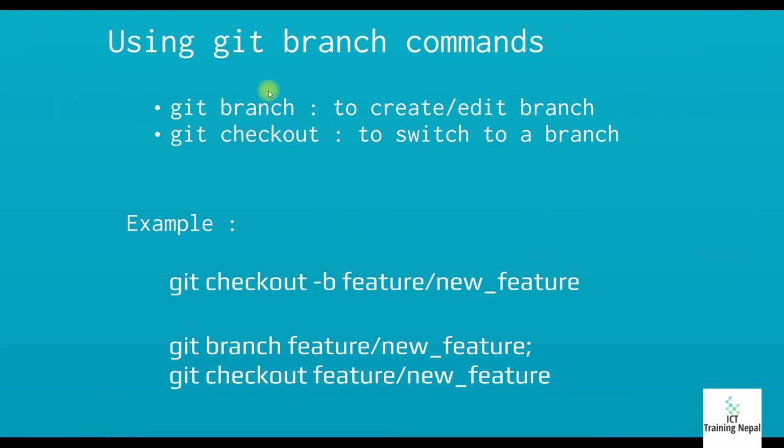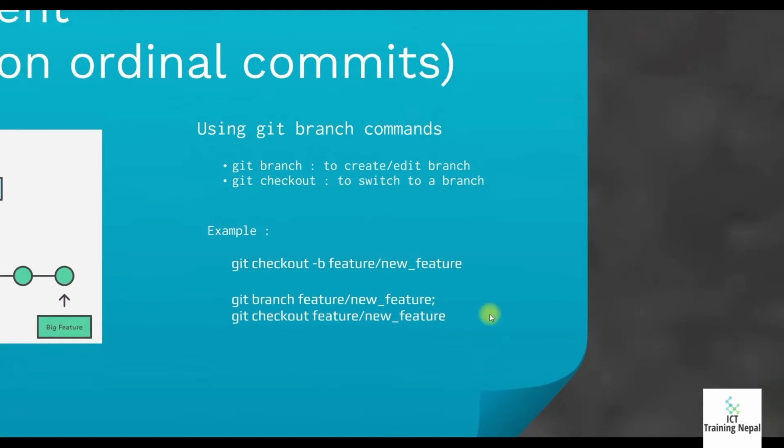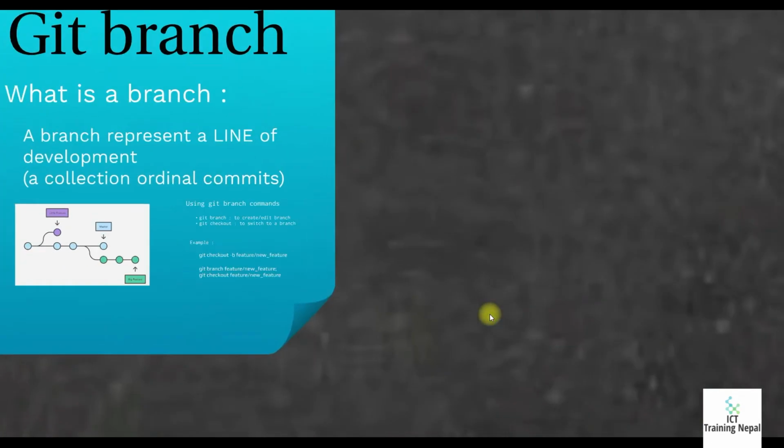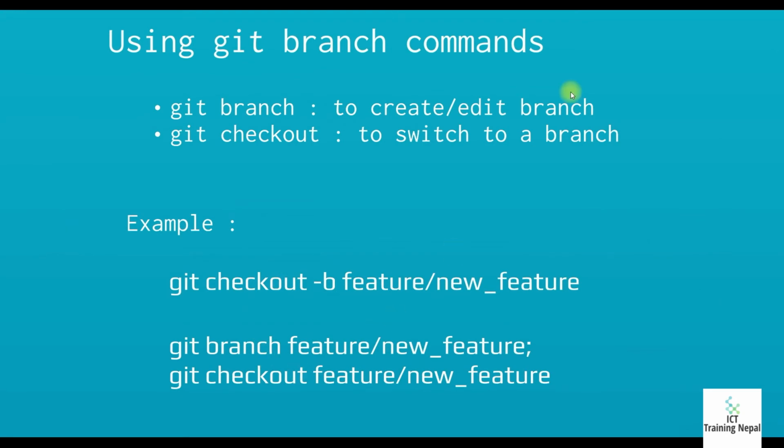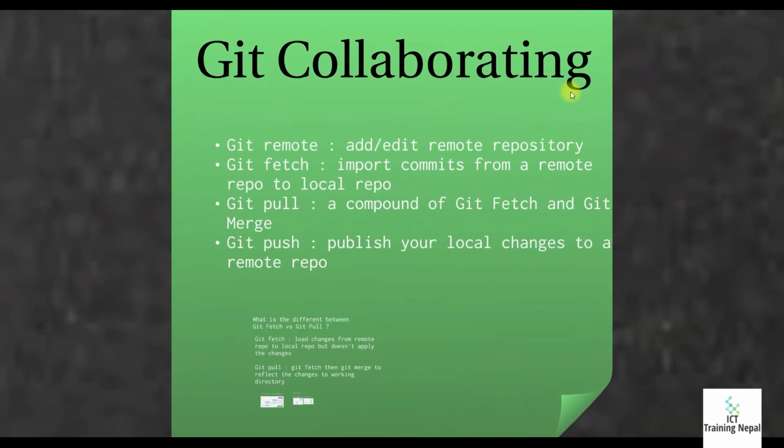So using the git branch command, we have git branch and git checkout. So git checkout -b new feature, or git branch new feature. So these are all the things. If you want to see it again, you can just google it for more information.